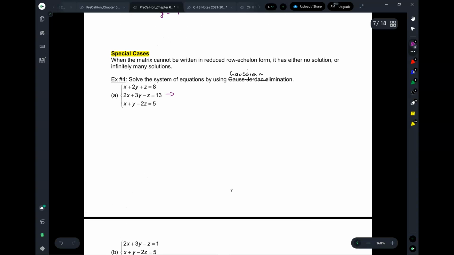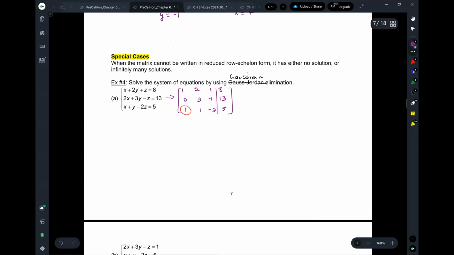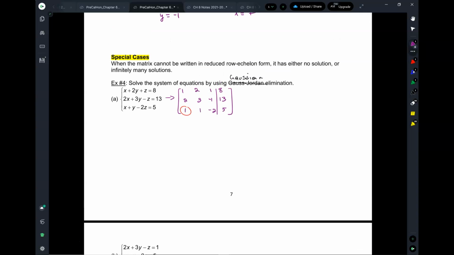Let's turn this into a matrix. 1, 2, 1, 8. 2, 3, negative 1, 13. 1, 1, negative 2, 5. Okay? Now, first, I'm going to get rid of this one. Okay, I'm going to show you all something. You can combine more than one thing in one step. It eliminates the writing.